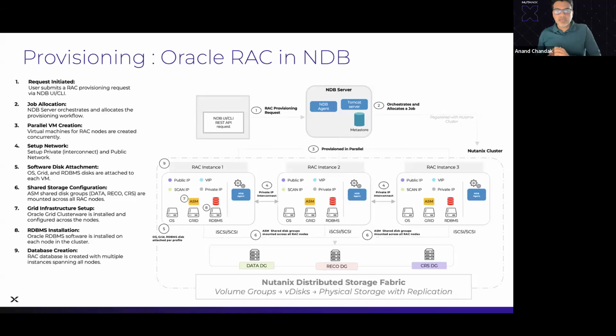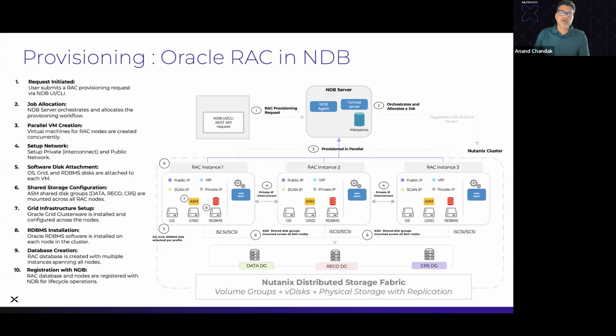And finally, we create a RAC instance which is spanning across all the nodes. Now, once this is all done, the next step that we do is we register this RAC cluster with our metadata on the NDB server. And finally, at this stage, you get an option to enable the Time Machine.